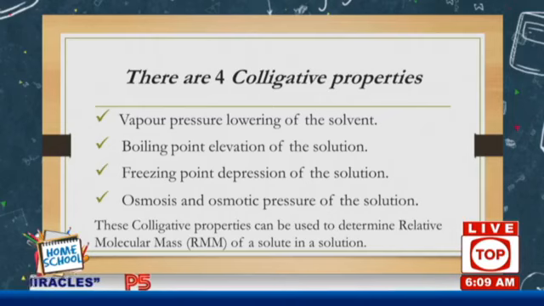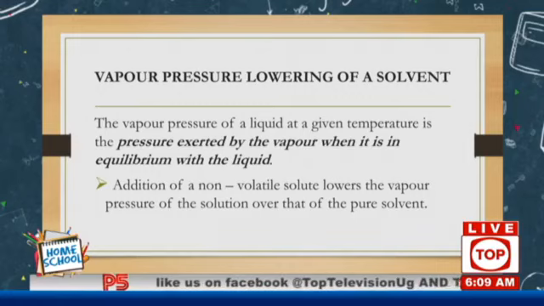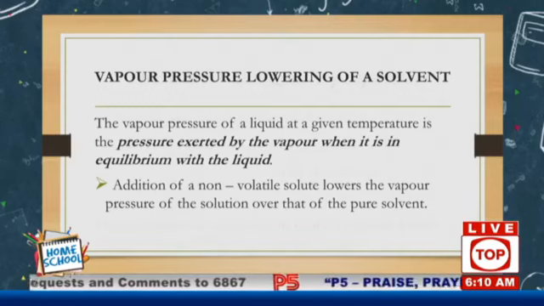Okay, we say that vapor pressure is the pressure exerted by the vapor when it is in equilibrium with the liquid. Okay, so when we look at the vapor pressure of a liquid at a given temperature, it is the pressure exerted by the vapor when it is in equilibrium with the liquid. Then we say that addition of a non-volatile solute lowers the vapor pressure of the solution. Okay, and we explained how it lowers it by reducing the escaping tendency of the solvent molecules.